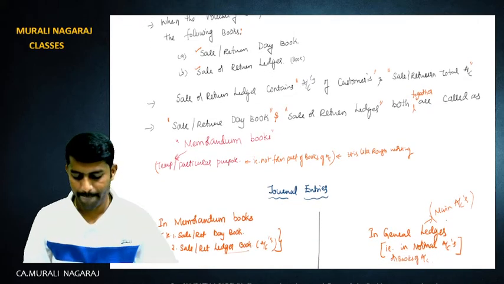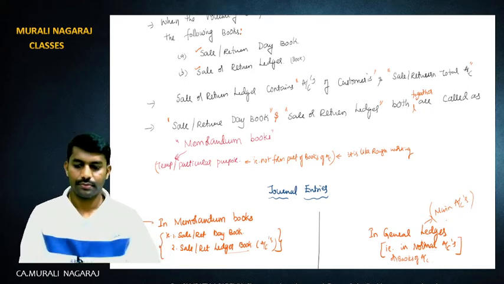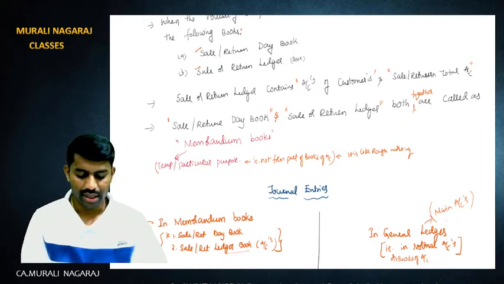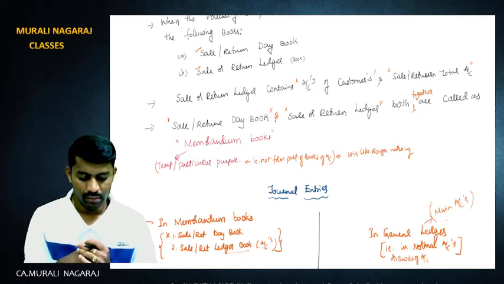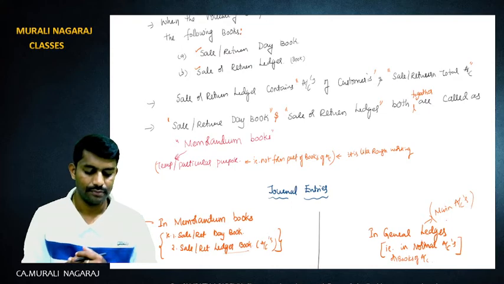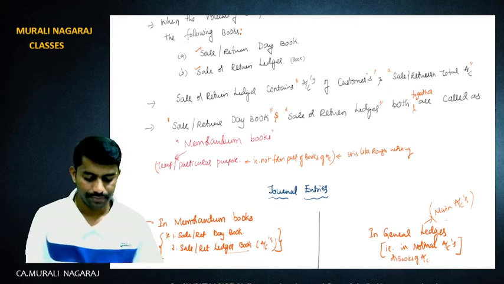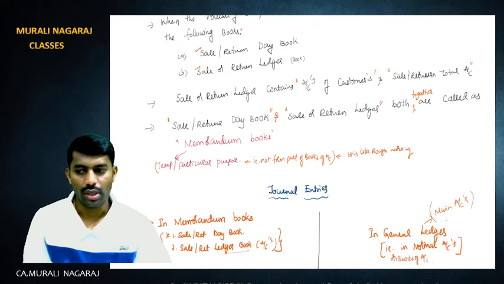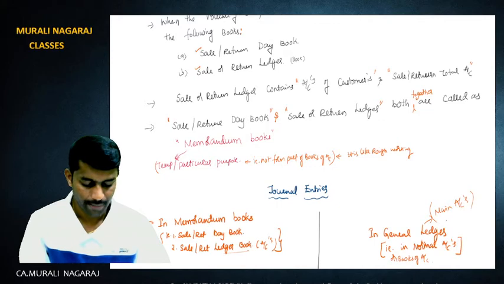Next point. Sale or return ledger contains, within quotes, accounts of customers and, again within quotes, sale or return total account.